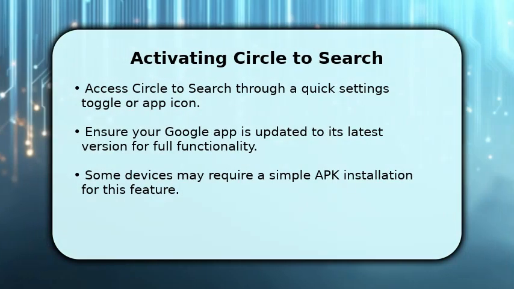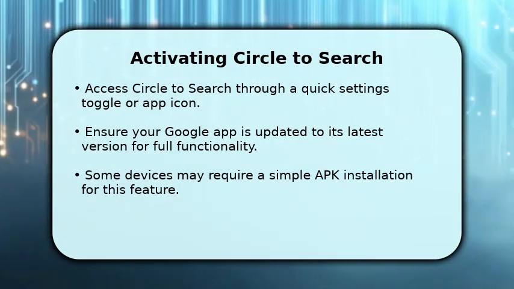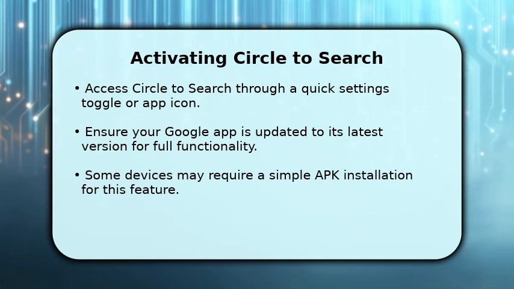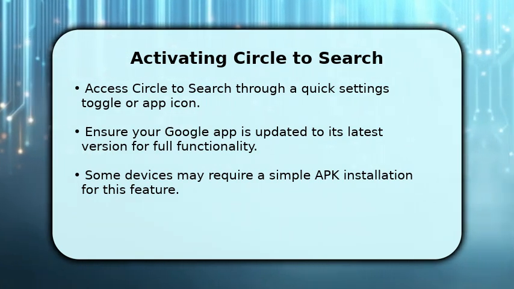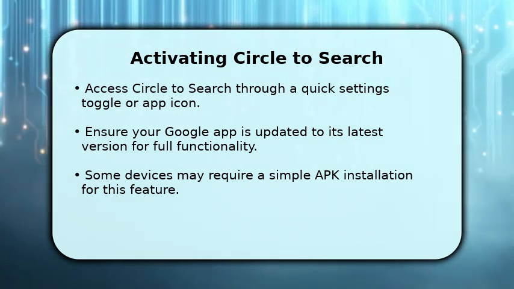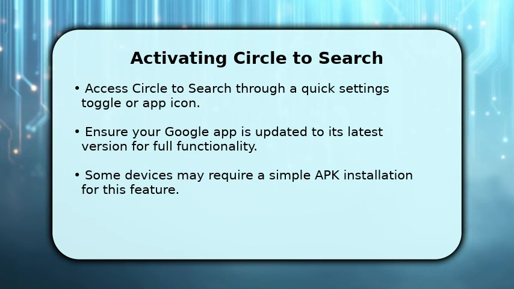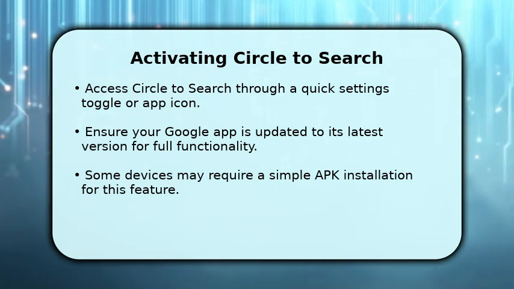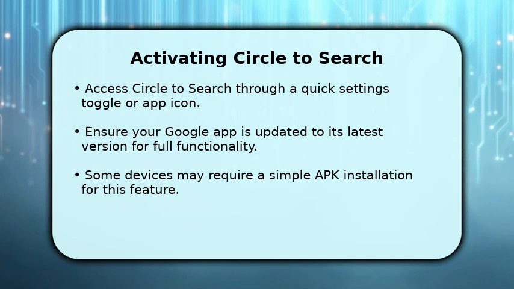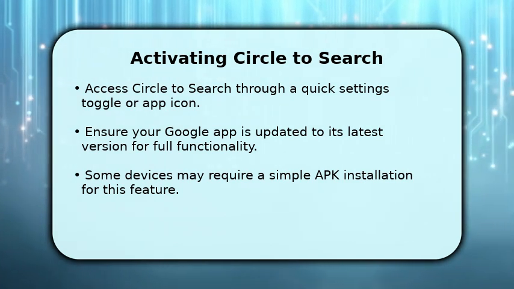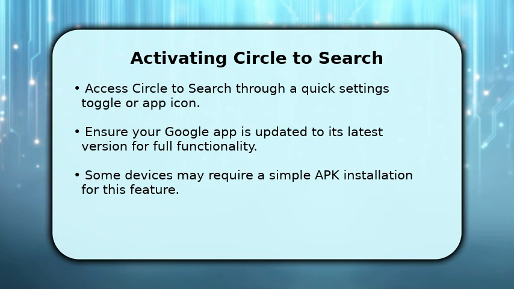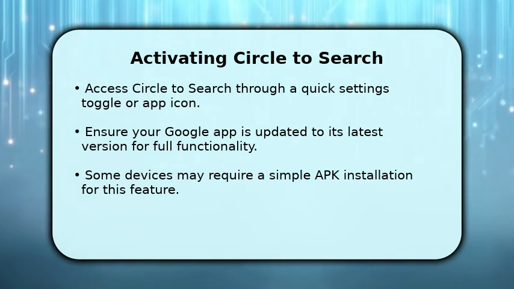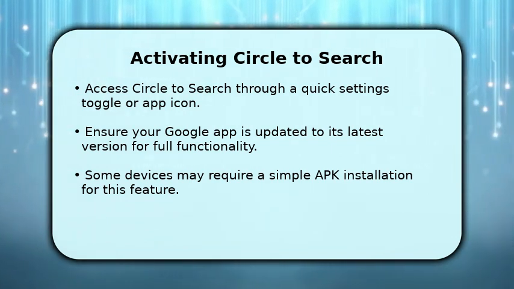To activate Circle to Search, you can often find a dedicated toggle in your Quick Settings panel. For some devices, you might need to install a specific application package, which then allows access via an app icon or a Quick Settings tile. Always ensure your Google application is fully updated to guarantee the best performance and access to all features.